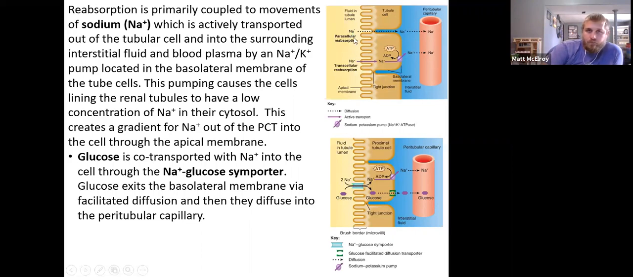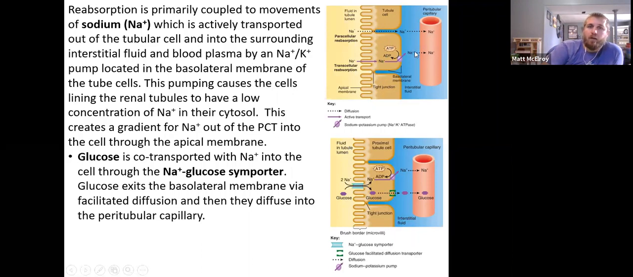Now, sodium is super important. It is going to help move other stuff, okay? Which is why I have it typed up as: reabsorption is primarily coupled to movements of sodium ions, which are actively being transported out of the tubular cell and into the surrounding interstitial fluid and blood plasma by what we call a sodium-potassium ATPase pump. Okay, the sodium-potassium pump requires energy. We're showing it right in here, pumping sodium from the cells into the interstitial space.